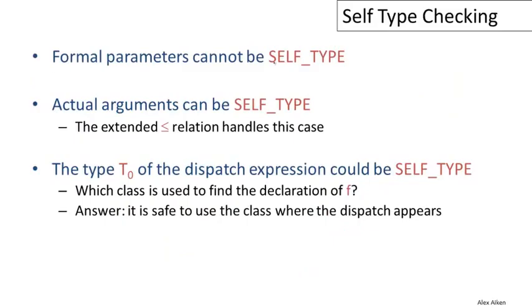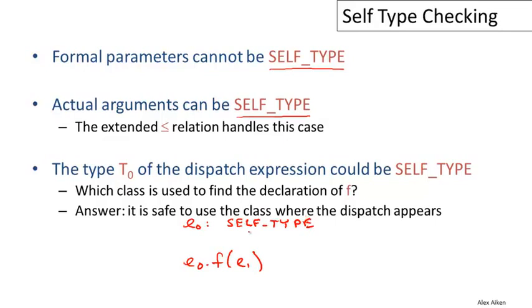Now recall, the formal parameters of a function cannot have type self-type, but the actual arguments can have type self-type, and the extended subtyping relationship will handle that case just fine. One interesting detail is that the dispatch expression itself could have type self-type. What do I mean by that? Well, let's think about E0 dispatching to method f. What happens if E0 has type self-type? What if we can prove that E0 has type self-type?